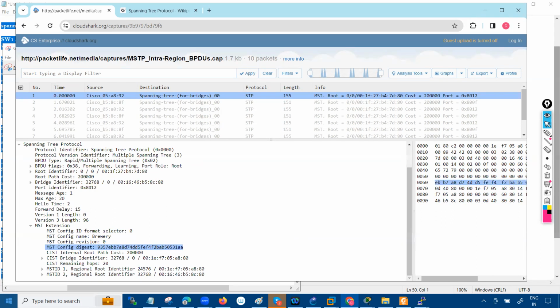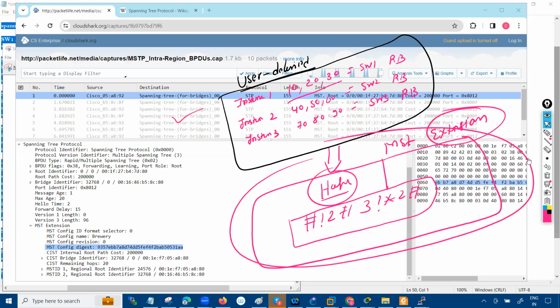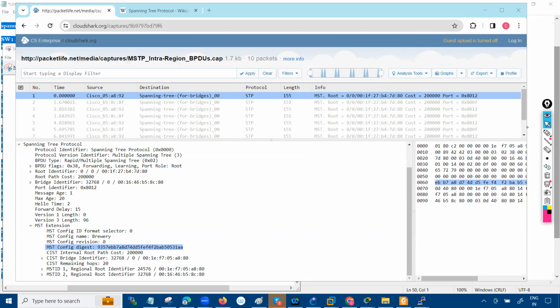So we are not sending the instance or VLAN mapping information. We are just going to send the digest. We are going to convert this into the digest value, and then we are going to send this information. All good. One more thing that I'm going to add over there.